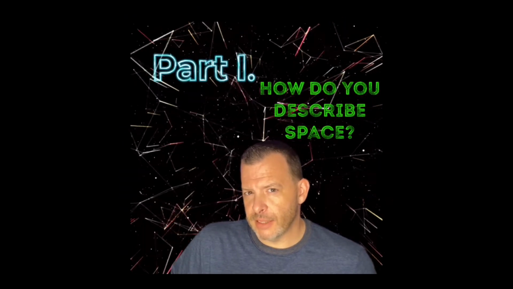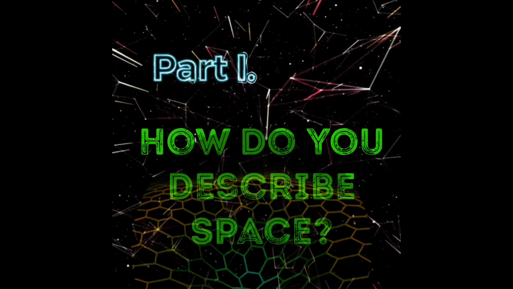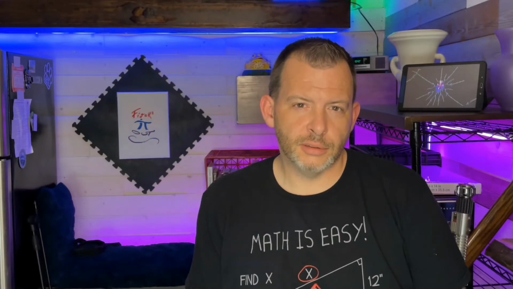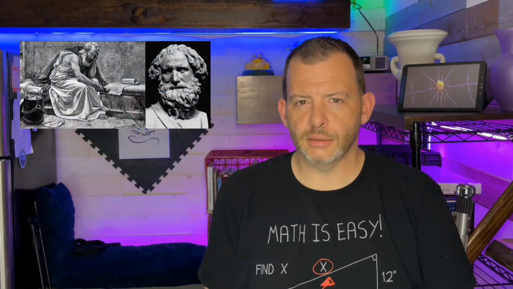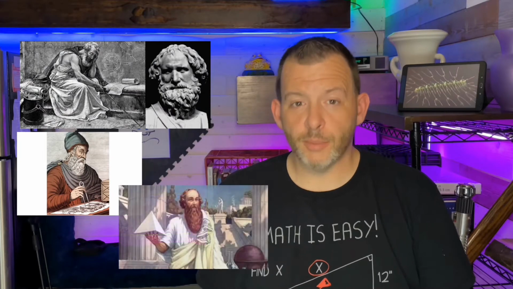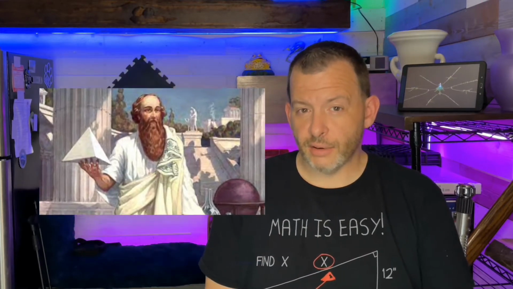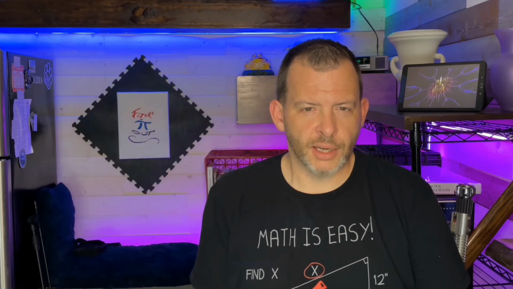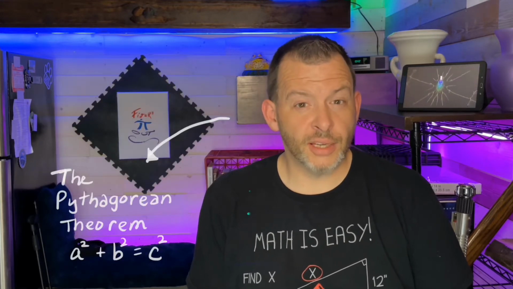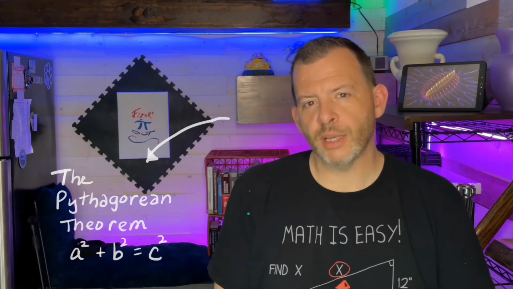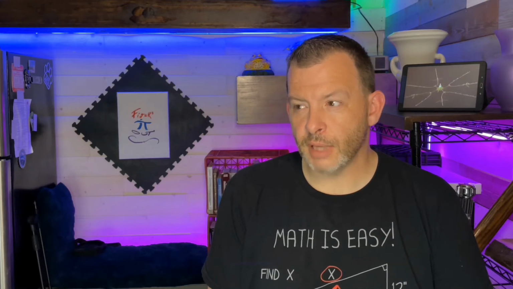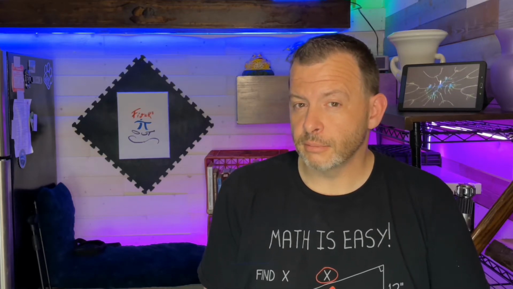In this part 1 video, we're going to learn how to describe space. The first leg of our journey starts with the ancient Greeks, the ones that gave us geometry. Pythagoras, one of the ancient Greeks, discovered something about right triangles, the Pythagorean theorem, a squared plus b squared equals c squared. It's a pretty important formula in geometry and in math in general. Let's see why.